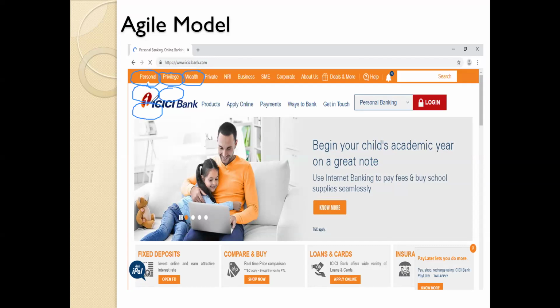Do you understand? So how many teams are in action now? All 3 teams are in action. The requirements team is busy taking the requirements of wealth banking. The design team is busy designing the privileged banking. The coding team is busy working on the first module.